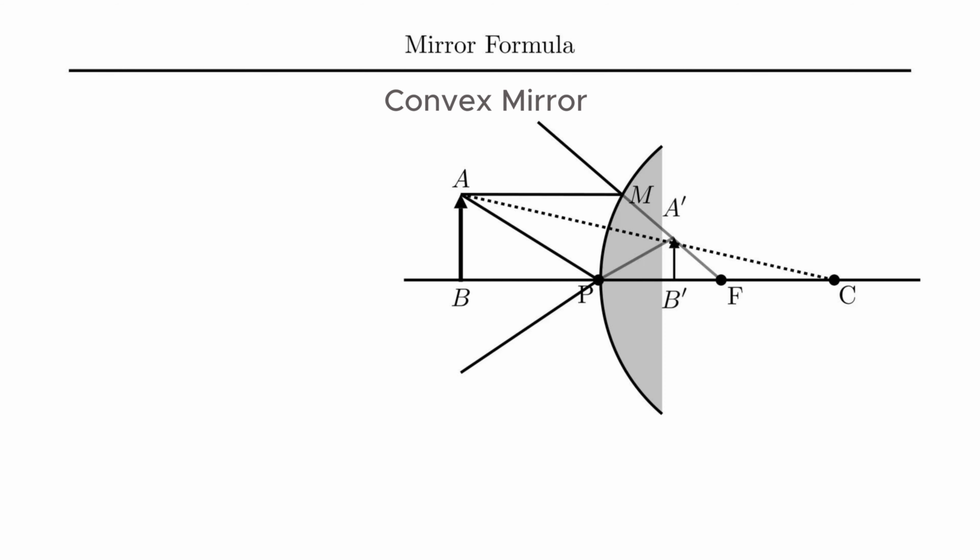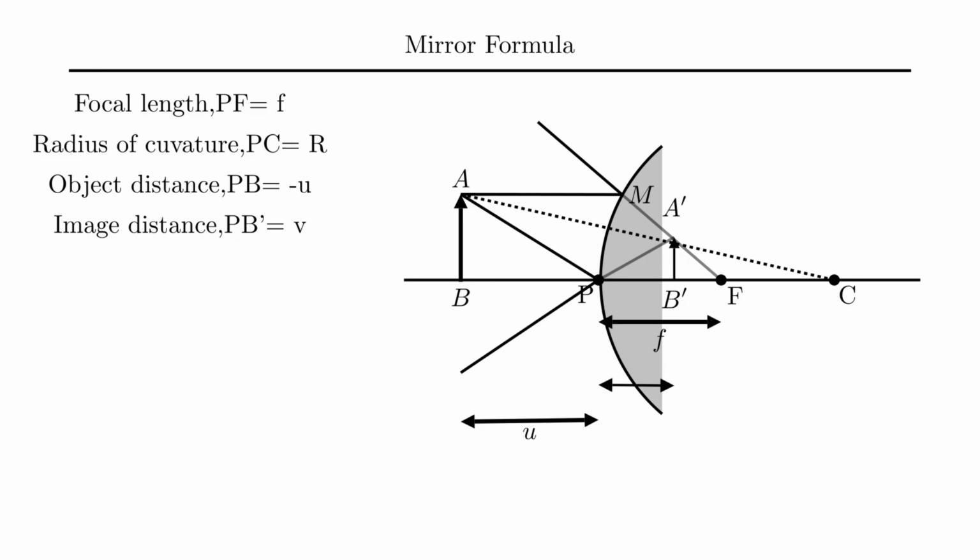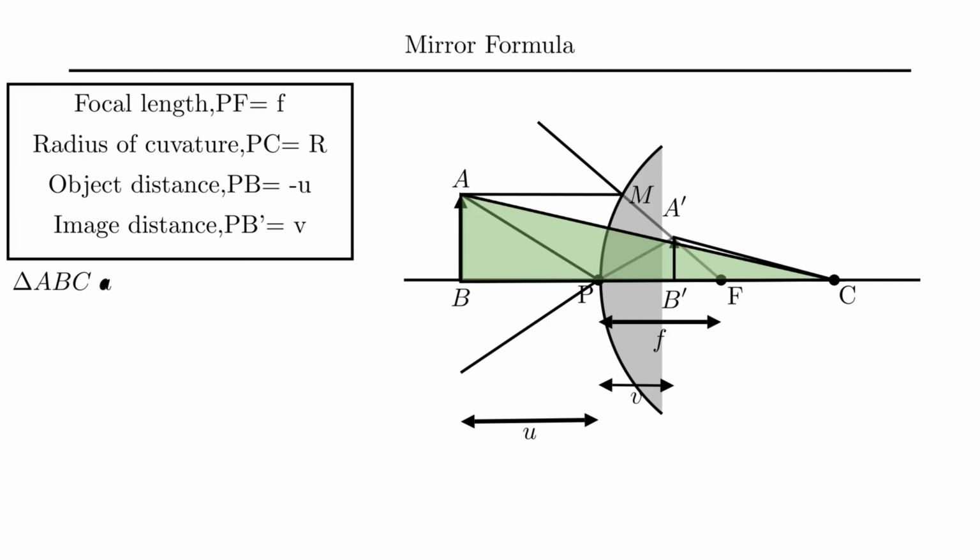Now using the sign conventions, the focal length PF, which lies to the right of the pole, is taken as positive and is denoted by f. Similarly, the radius of curvature is also positive and is equal to R. The object lies to the left of the pole, therefore the object distance PB is equal to -u. The image distance PB', which lies to the right of the pole, is taken as positive and is equal to +v.